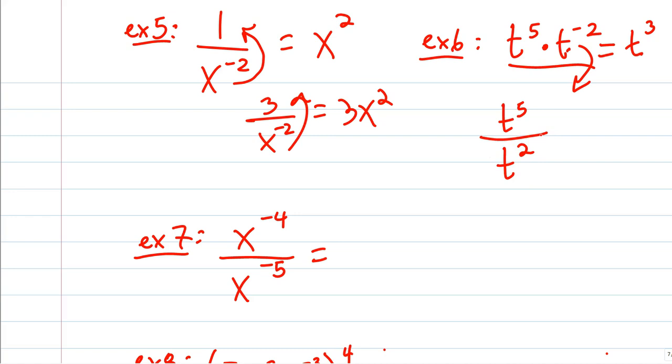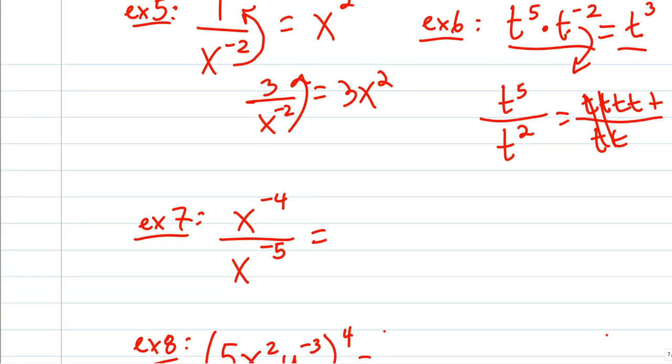Now I could apply the quotient rule. I could cancel. 5 t's on top, 2 on the bottom, cancel out, leaving me with 3 on the top. If that still doesn't make sense, I could write out 5 on the top, 2 on the bottom, canceling leaves me with 3 on the top. Write out as much as you need to get it right, to get it to make sense.